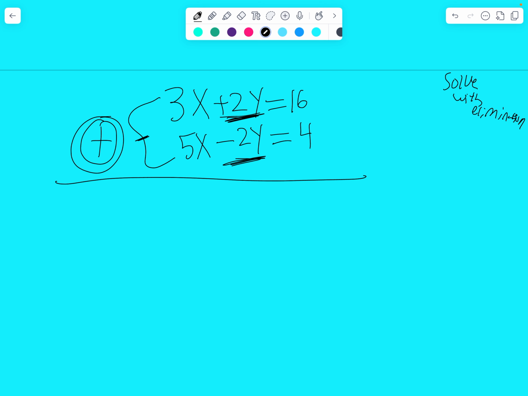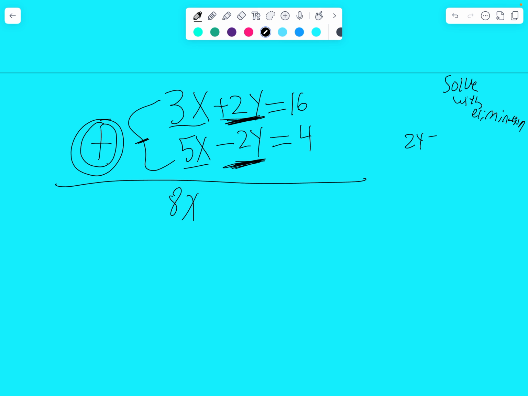them up, right? So we have 3x plus 5x, like terms, right? That's 8x. 5 plus 3 is 8. Bring down the x. You have 2y plus a negative 2y. A positive and a negative make a negative. Okay? So you have 2y minus 2y, which is nothing. It just cancels out. So then you have 16 plus 4, which is 20.